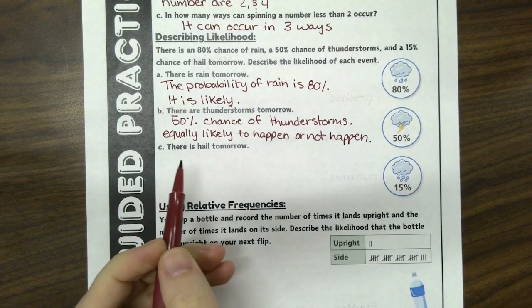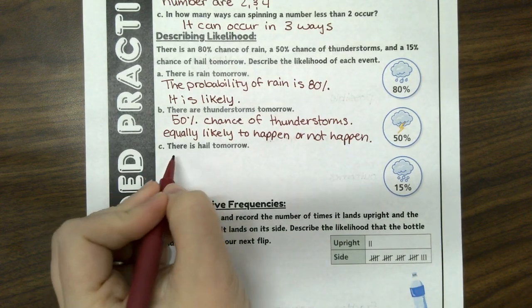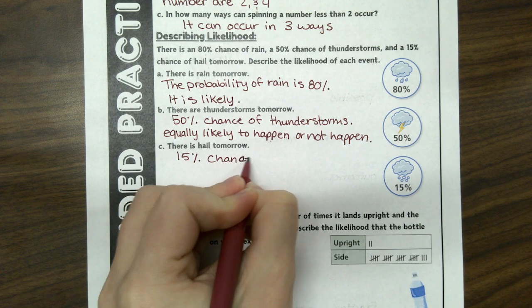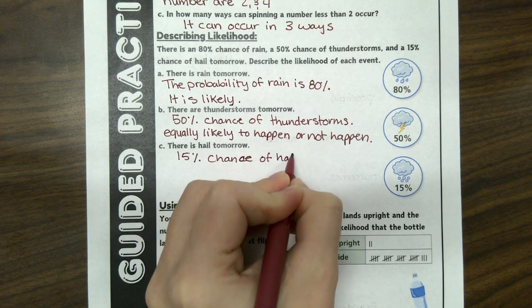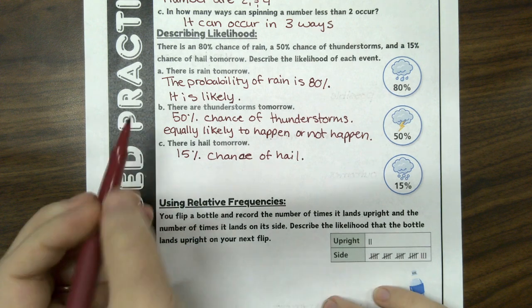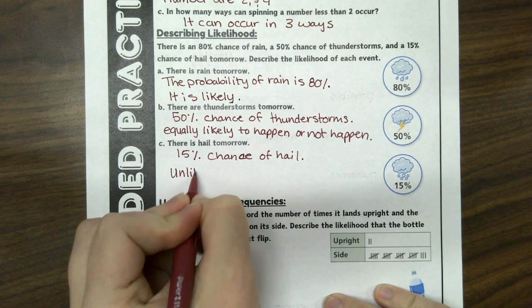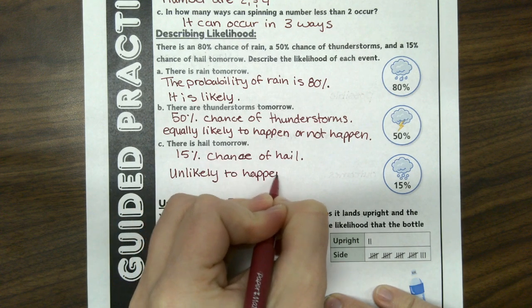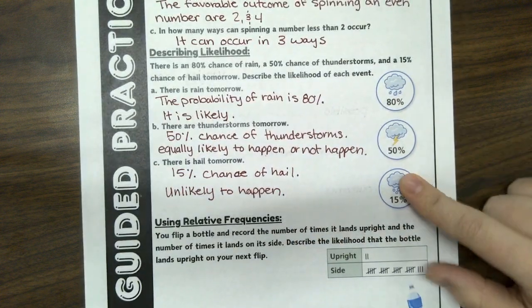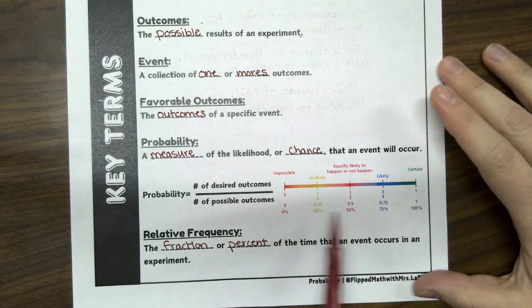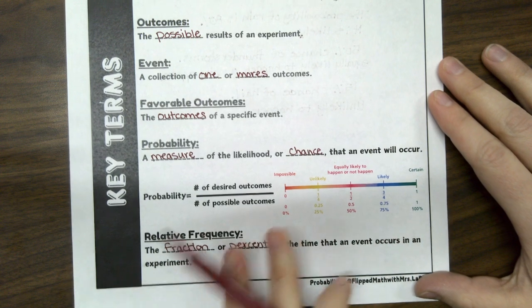Then we have there is hail tomorrow. So hail tomorrow, it says that there's a 15% chance of hail. And because 15% is between 0 and 25, I'm going to say it is unlikely that that will actually happen. Okay, so this is how, when we're looking at, in this case, weather, we would use this relative frequency to find out how likely this is to actually happen.